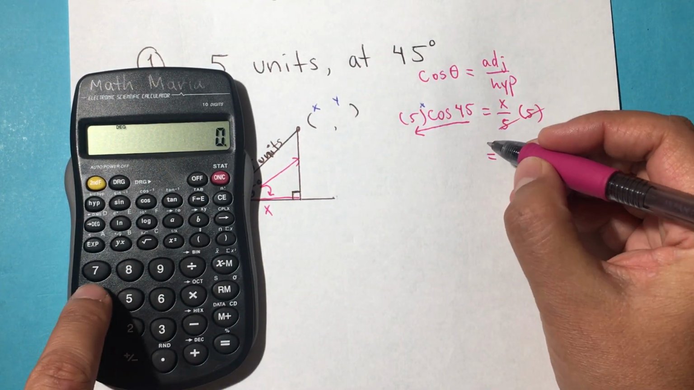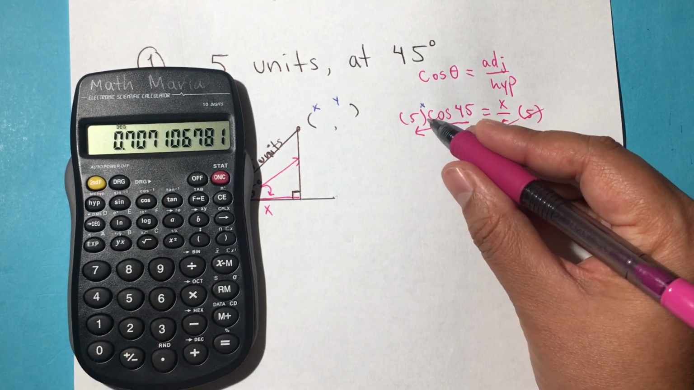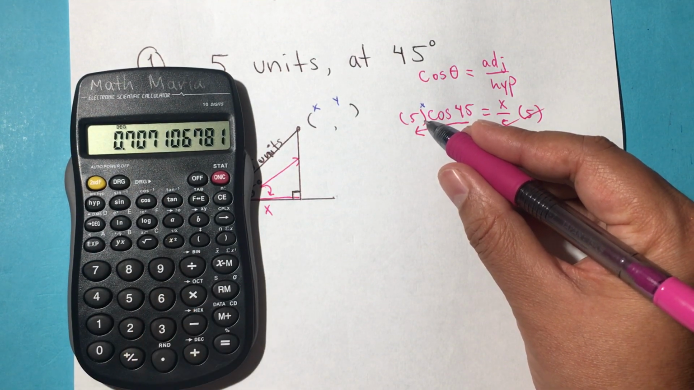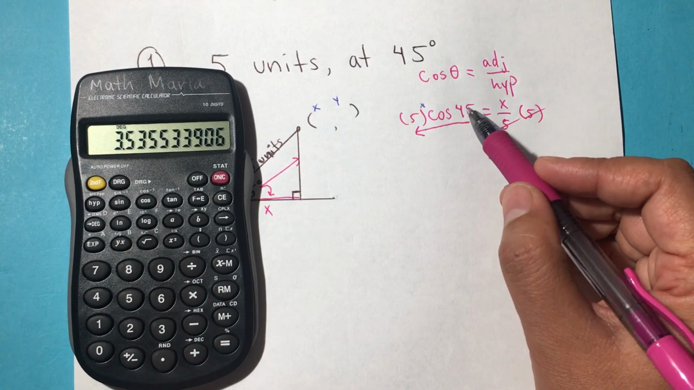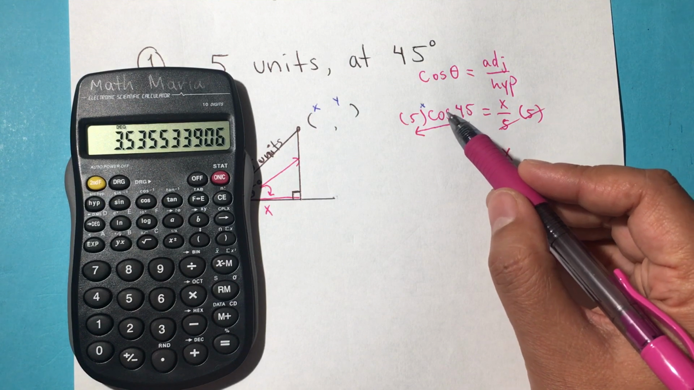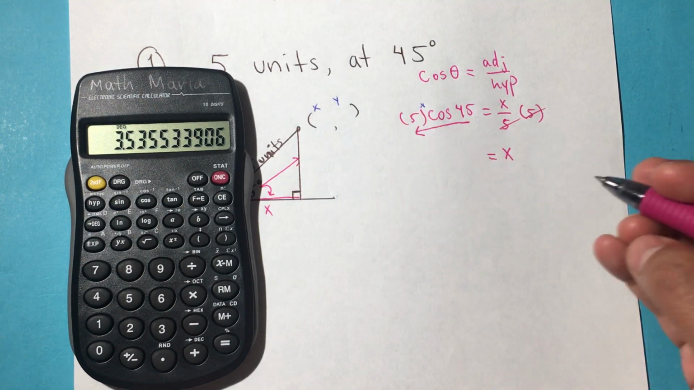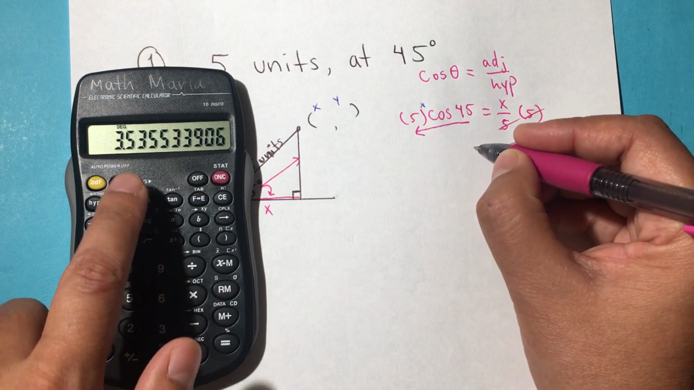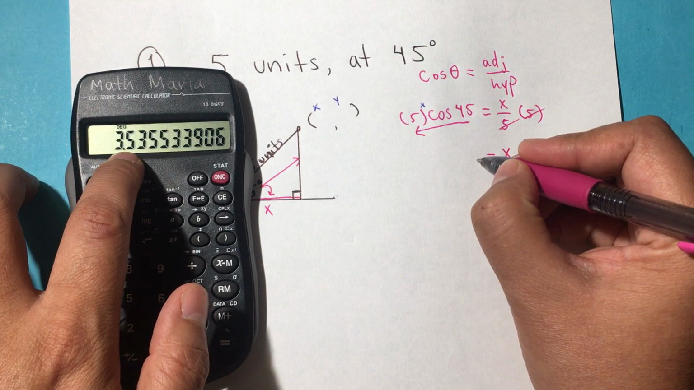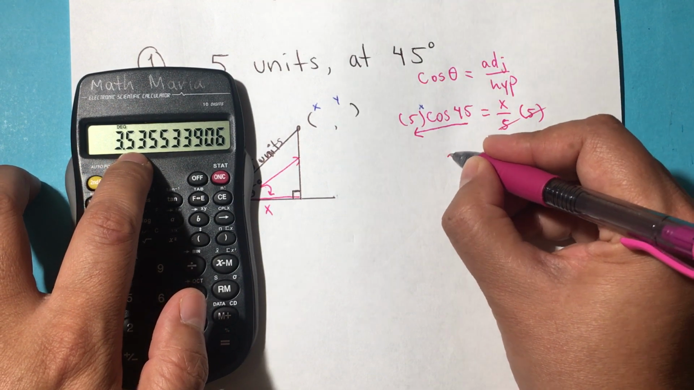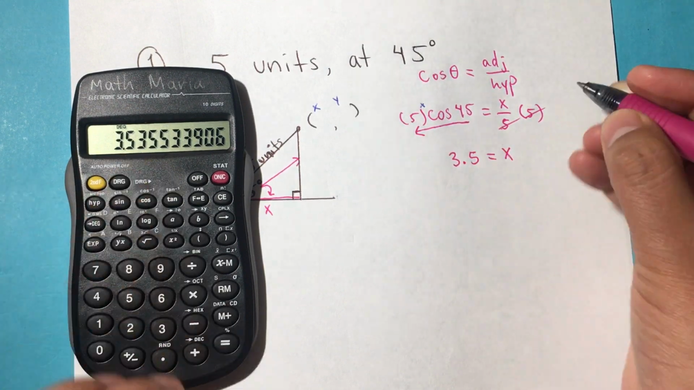So 45 cosine times 5, and then you press the equal button. So in that direction, 45 cosine times 5, and then equal. Don't forget equal. So the measurement for here, let's round it to the tenths. So here it will be 3.5. The 3 doesn't give anything to the 5, so it's just 3.5.